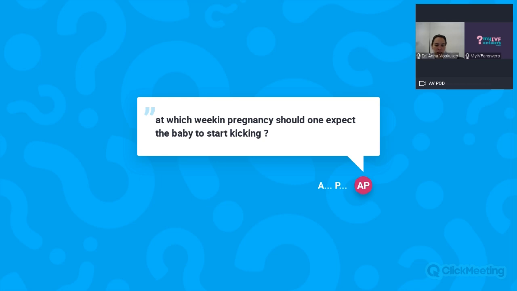But probably I would say with the first child, 24 weeks. With a second child, it normally is before. It is before, but it depends also on where the placenta is.